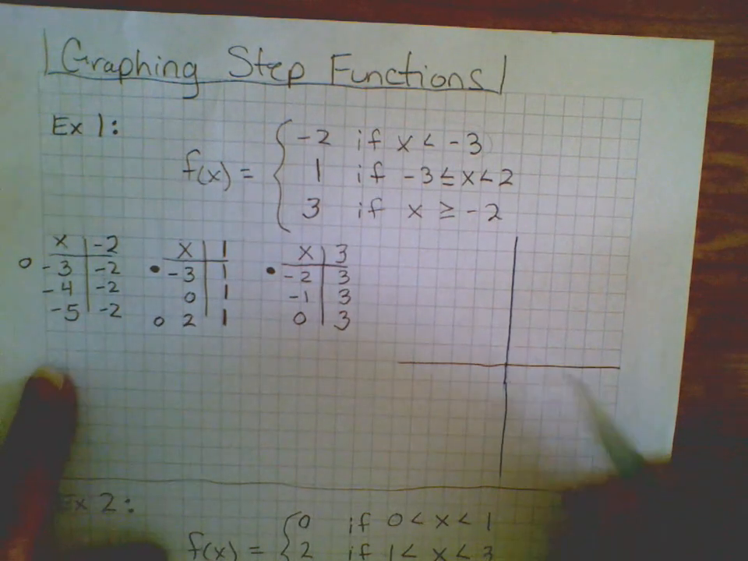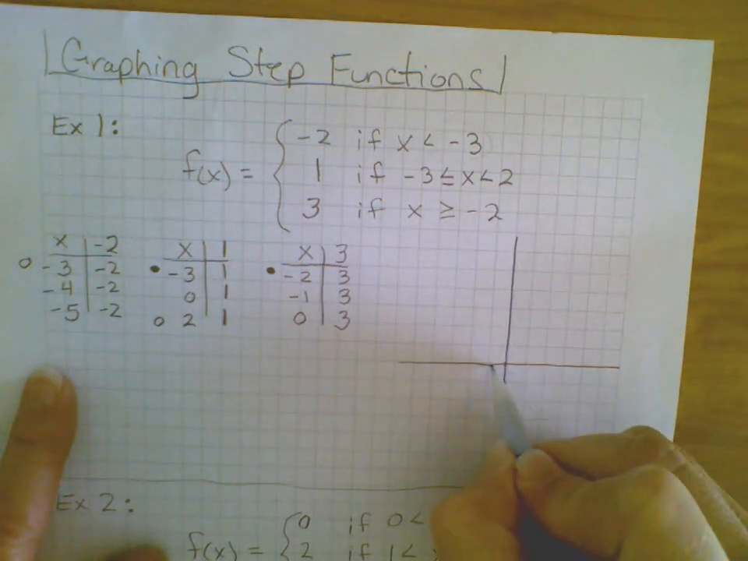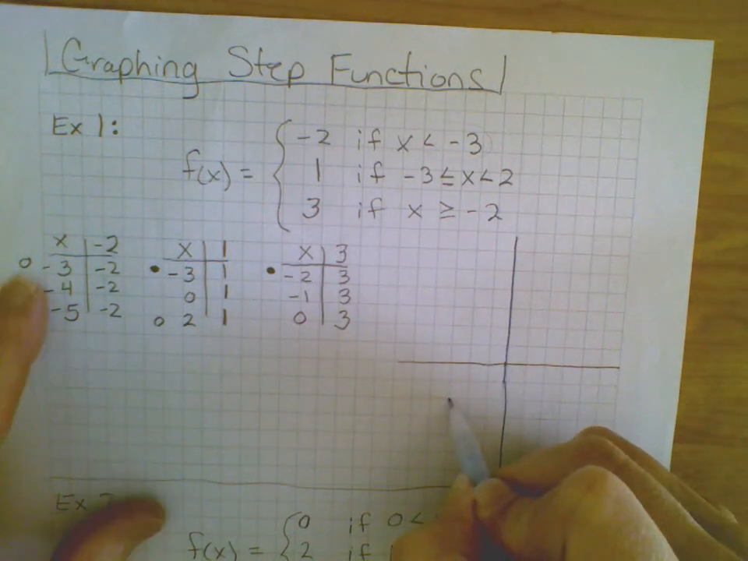So now we can graph. So at -3, -2, I have an open circle.